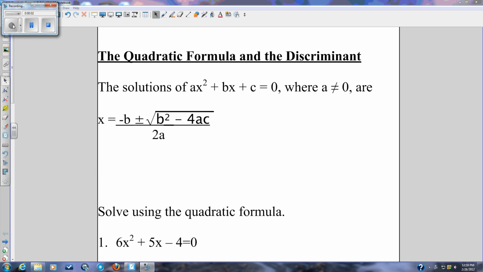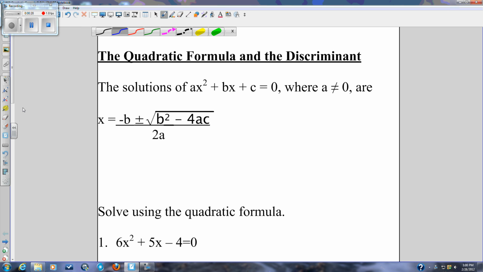Today we are discussing the quadratic formula and the discriminant. Let's start with the quadratic formula. The solutions of ax squared plus bx plus c equals 0, where a is not equal to 0. So in other words, the solutions of a quadratic equation are given by this formula. X equals negative b plus or minus the square root of b squared minus 4ac all divided by 2a.